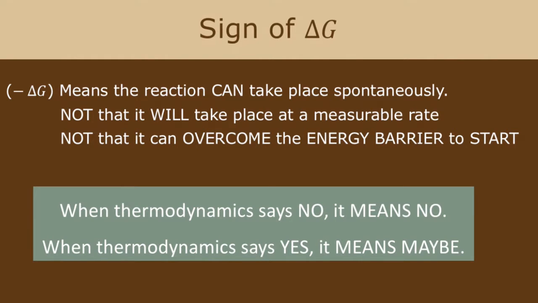Also, the activation energy barrier might be so large that even though the initial and the final products are likely, there's just not any chance that it will happen. For example, if you had mixed hydrogen and oxygen together, they might not spontaneously combust until you introduce a flame to get it started. So when thermodynamics says no, it means no. But when it says yes, it means maybe. There's other things that come into play.